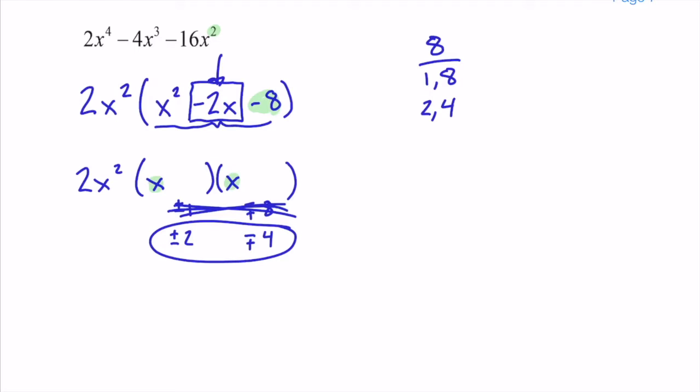Well, which one is it? Since I want to get a -2x, I need to choose the bigger number to be negative. In this case, 4 is bigger than 2, so I'm going to do -4 and +2. And then a quick check. x times my negative 4 gives me negative 4x. 2 times the x gives me plus 2x. Negative 4x plus 2x gives me the desired negative 2x for my middle term.